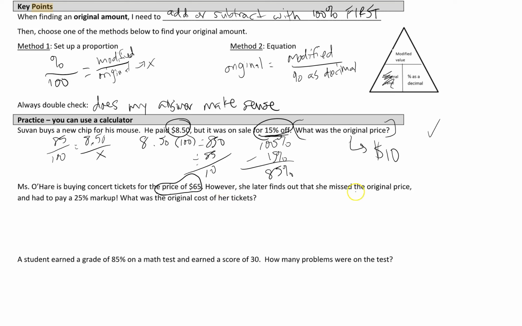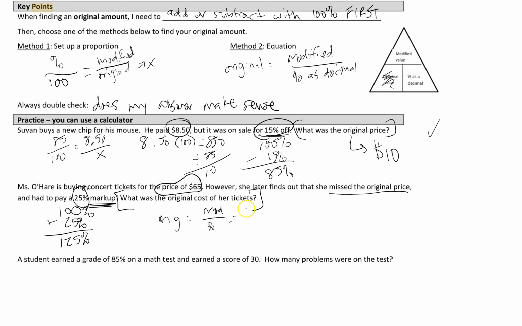However, she later finds out she missed the original price and had to pay a 25% markup. What was the original cost? So this one is a markup, so let's take our 100%, and because it's a markup, we're going to add 25%. So our percent for this equation is going to be 125%. Now we know that original cost equals modified over percent. So if we plug in those values, we should be good.